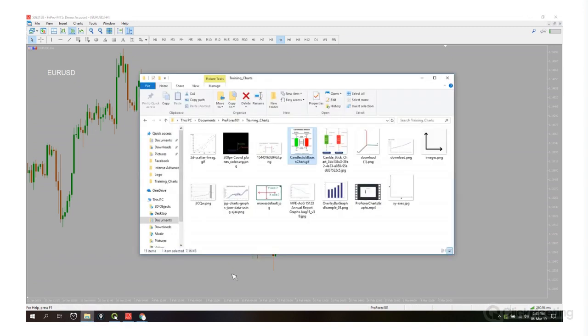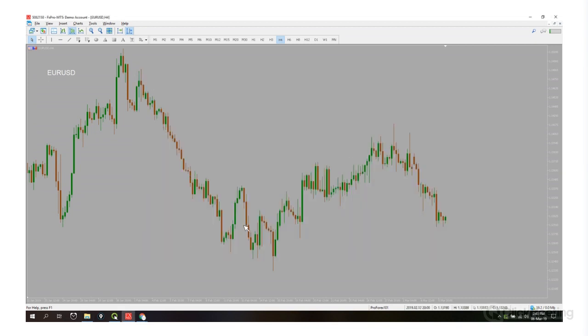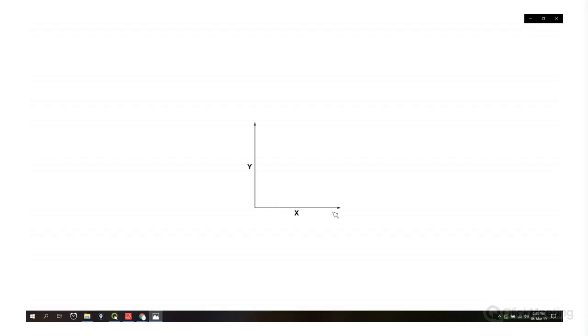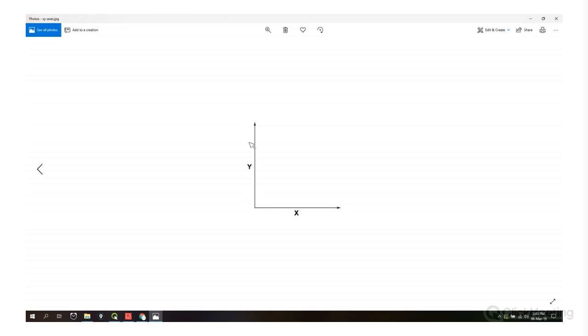So let me just explain. All right, let's look at some things. What we are seeing here is nothing but a representation of price over time. Okay, and it's a graph. Remember the graphs that we used to draw when we were back in school and university, guys? So we had an XY coordinate system, right?